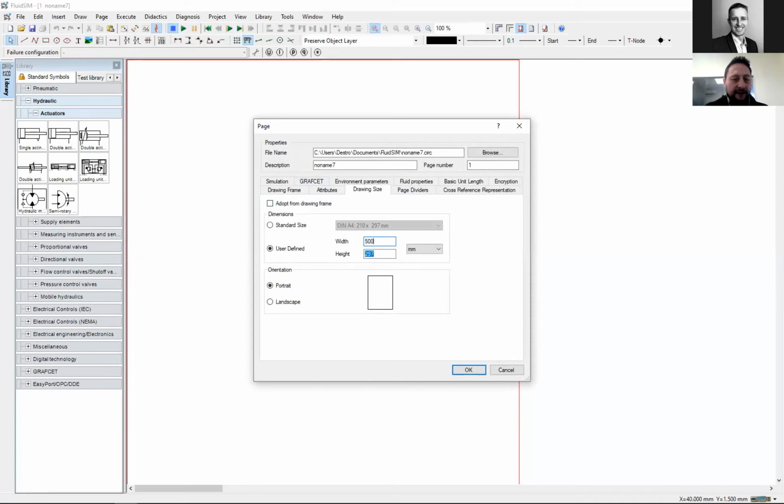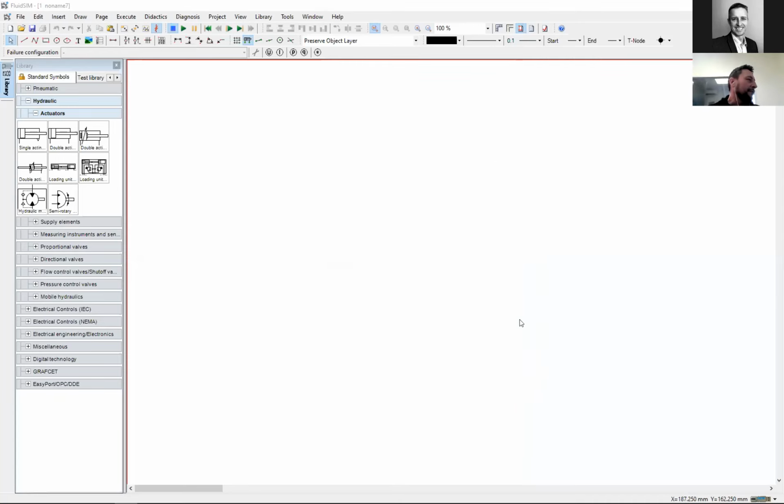So I'm just going to make this 500, 500, and so, okay, there we go. So now I can play on the white canvas here. It is very easy to show you how the FluidSim operates, and very easy to follow when we actually draw some circuits together on the basic course.